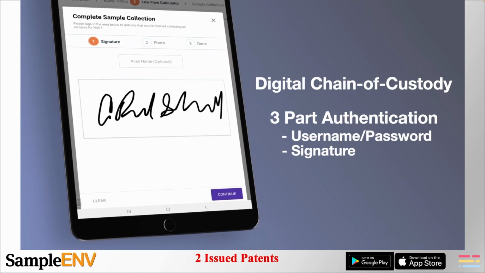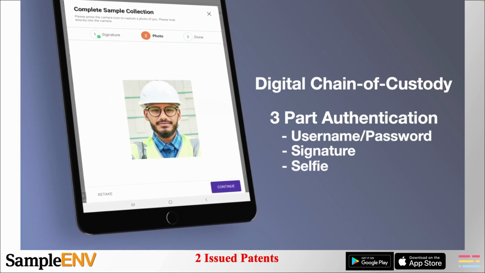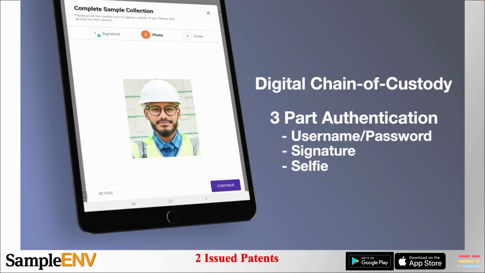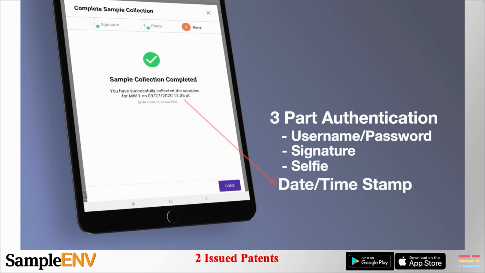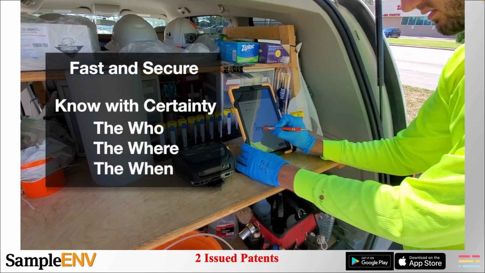After that, you're going to take a selfie every time you collect a sample and every time you transfer custody. That's how we know with certainty it's you. At the same time, we're also going to get a date and timestamp and a GPS coordinate. So there's no question about the who, the where, and the when of every sample collected and every transfer of custody.